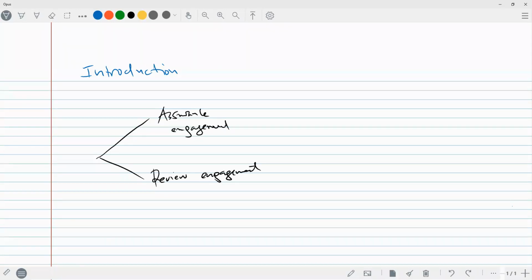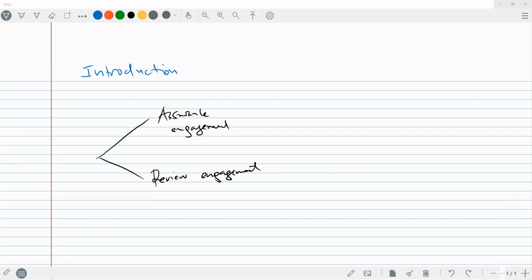What's the key difference between these two, the assurance engagement and the review engagement? Let's begin by defining the assurance engagement. We say that an engagement is going to be classified as an assurance engagement once it achieves what we call the criteria for it to be referred to as an assurance engagement. And we mentioned 5 criteria.